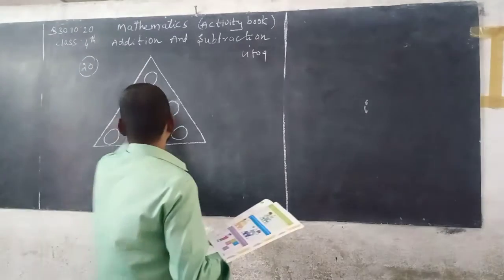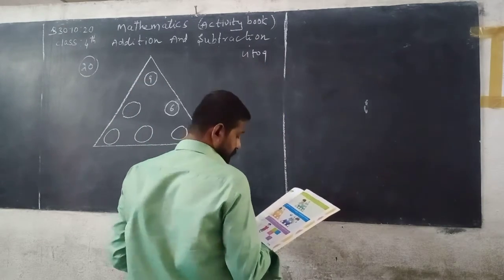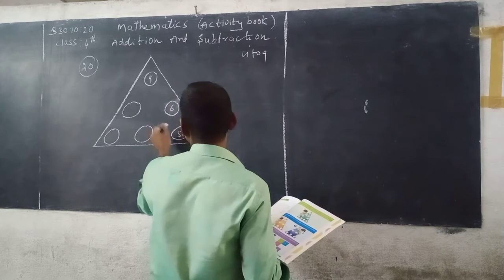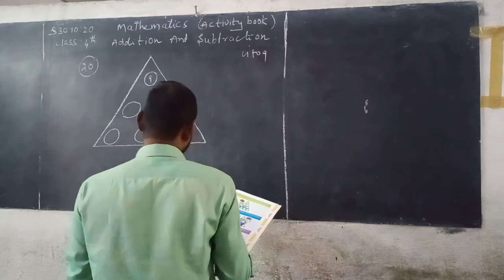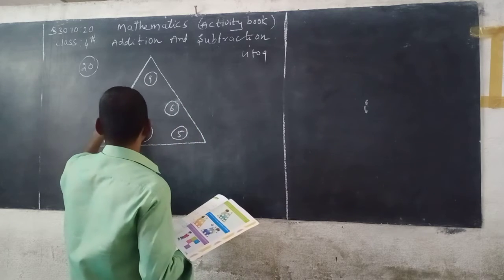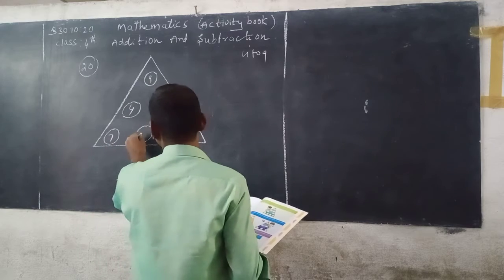See here, 4 to 9, 5. 9 plus 6, 15 plus 5, 20. 9 plus 4, 13, 13 plus 7, 20. 7 plus 5, 12, 12 plus 8, 20.